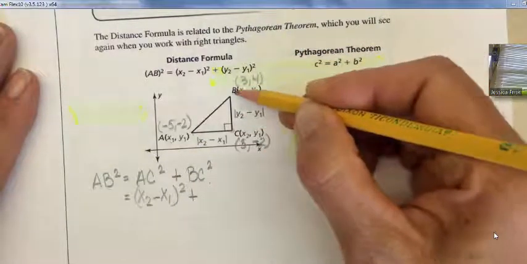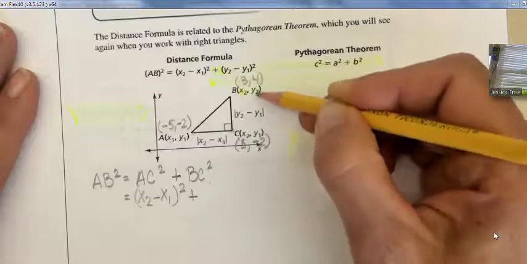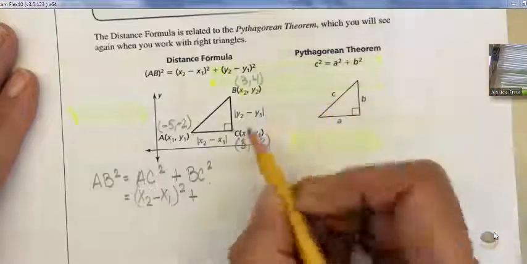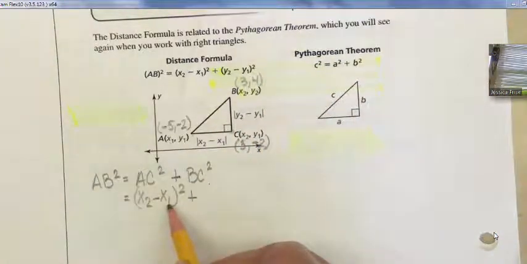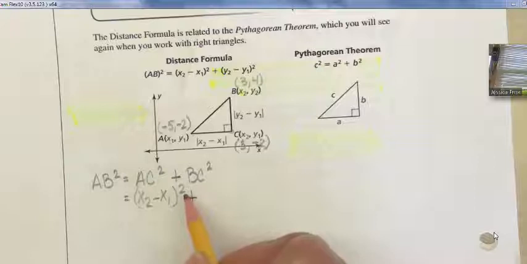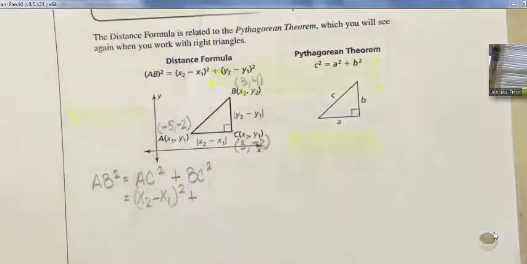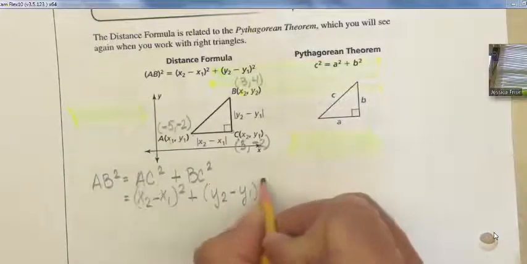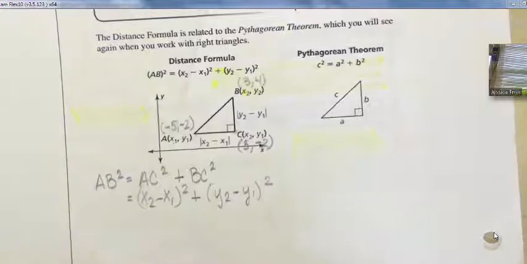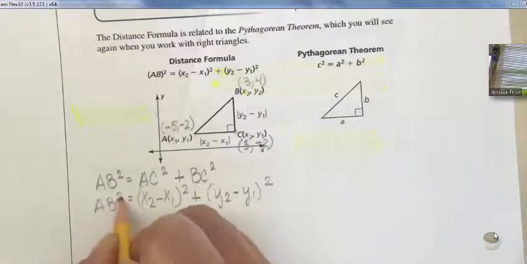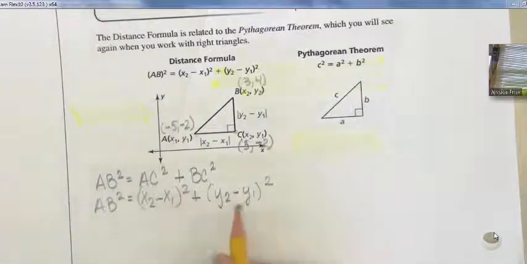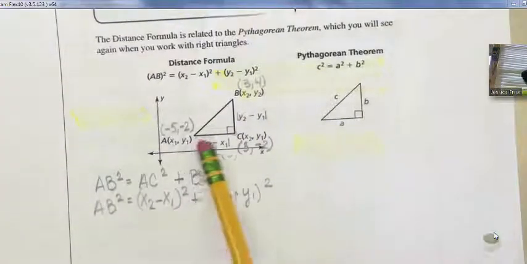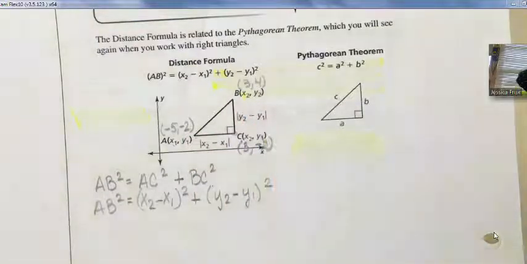Plus my BC, I'm doing the same thing. Because it's a vertical line, I'm taking the Y values of B and C, taking the difference of them, and squaring it. Now, notice I'm not using the absolute value symbols, because when you square a number, it becomes positive. So the absolute value can kind of be thrown out in this case. So this is basically going to be y2 minus y1, and when I square that, it'll give me my positive answer. So really, this is AB squared is equal to the change in x's squared plus the change in the y squared, right? Or the length of my horizontal leg and my vertical leg, both of those squared and summed up.